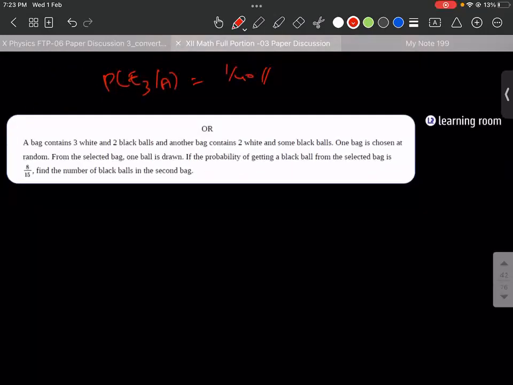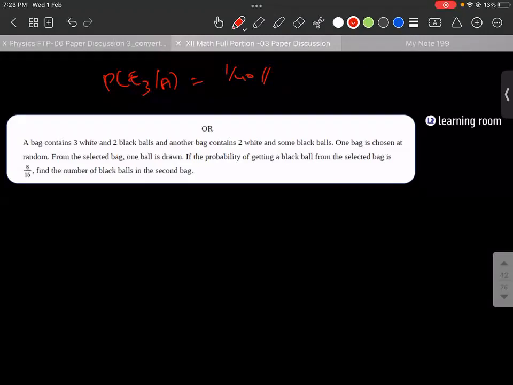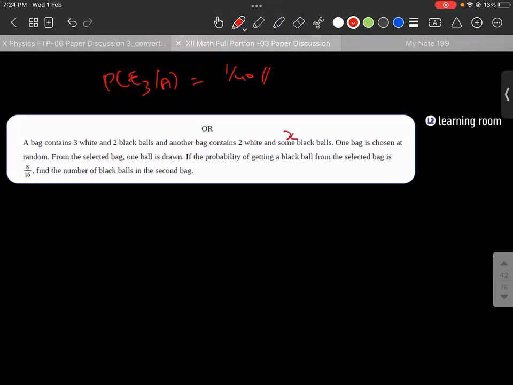Similarly, how to do the next one? A bag contains 3 white and 2 black balls, and another bag contains 2 white and some black balls. That sum we don't know. Let it be X. One bag is chosen at random.